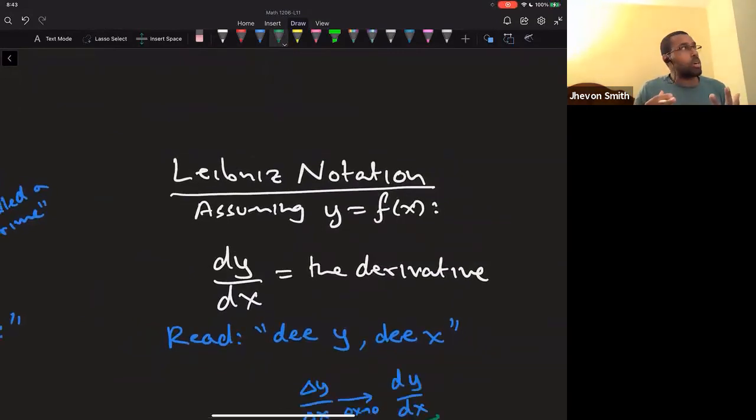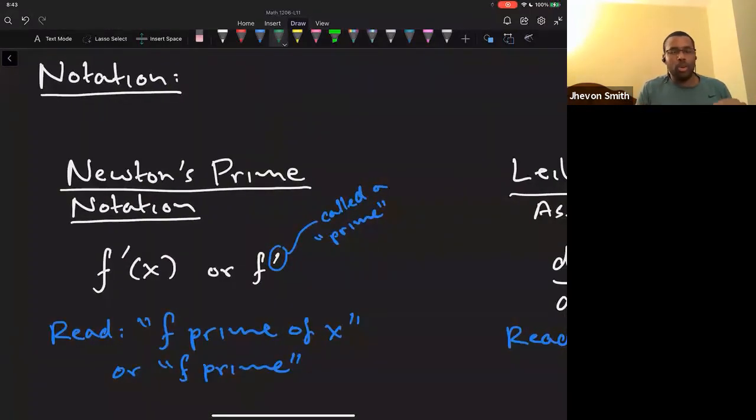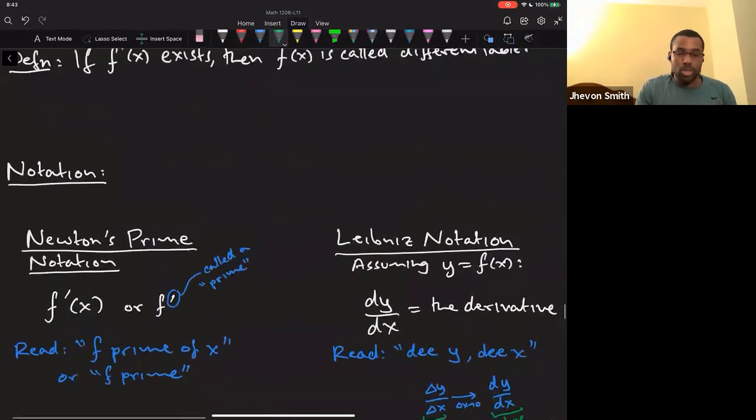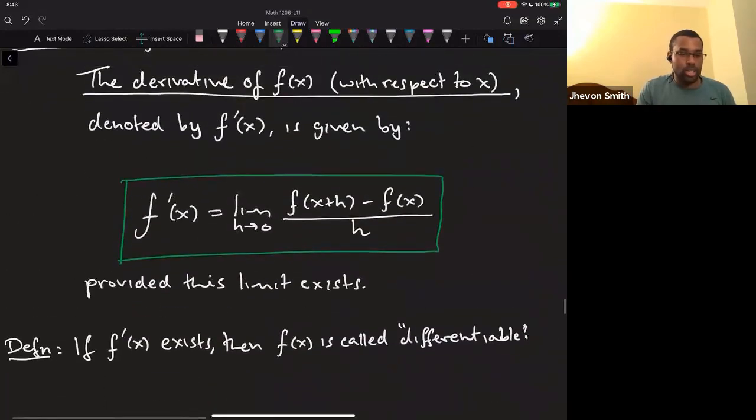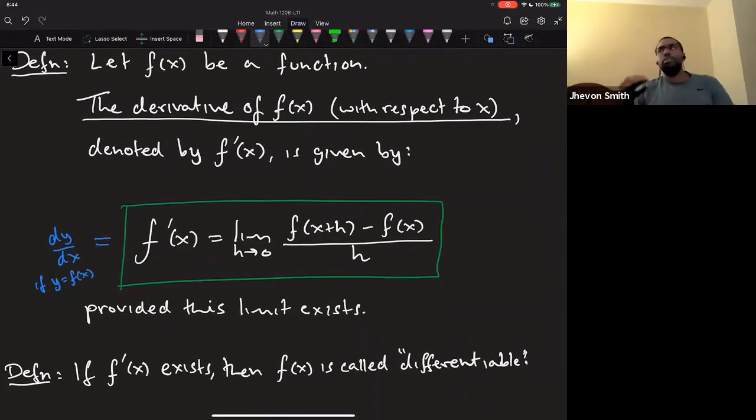It's actually a much more functional and useful notation, but in Calc 1, I'll mostly use this. When you're doing higher level math, chances are you want to use this guy because there are going to be multiple independent variables and all sorts of things can happen. Okay, so those are the notations for derivatives. I could write this as f prime, or I could write this as dy dx if we state that y is f of x. If I said p equals f of x, this would be dp dx or whatever.